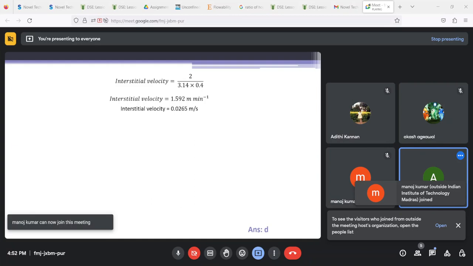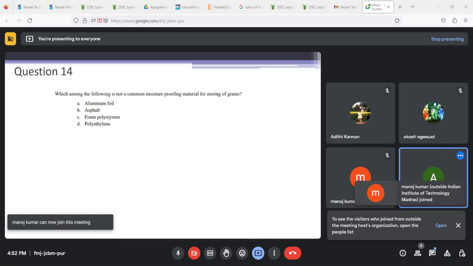Okay, so moving to question 14. Which among the following is not a common moisture proofing material for storage of grains? A. Aluminium foil, B. Asphalt, C. Foam polystyrene, and D. Polyethylene. So which among these four is not used as a moisture proofing material?